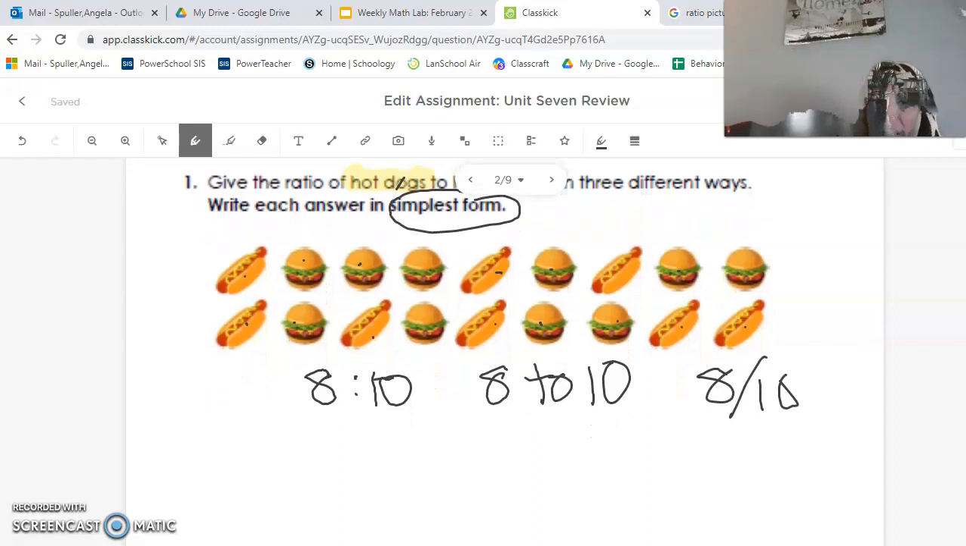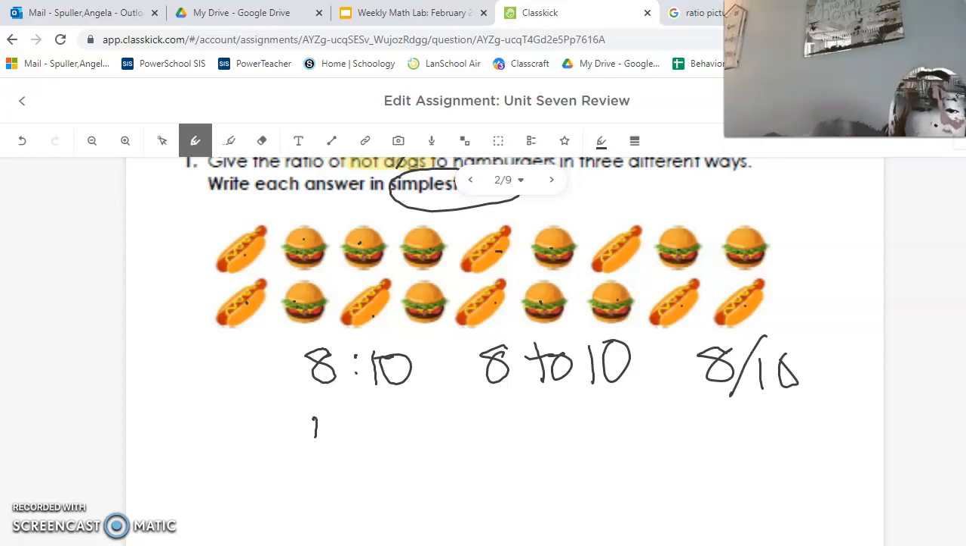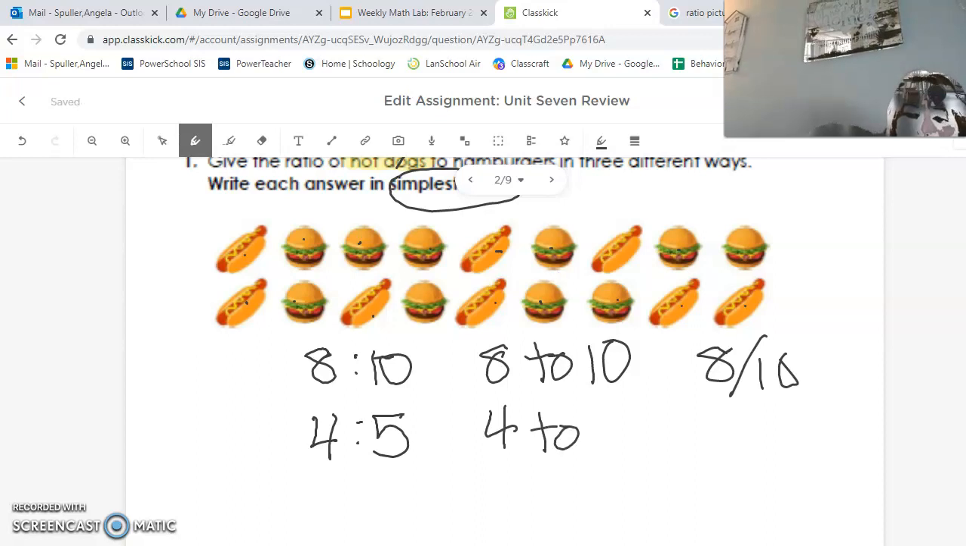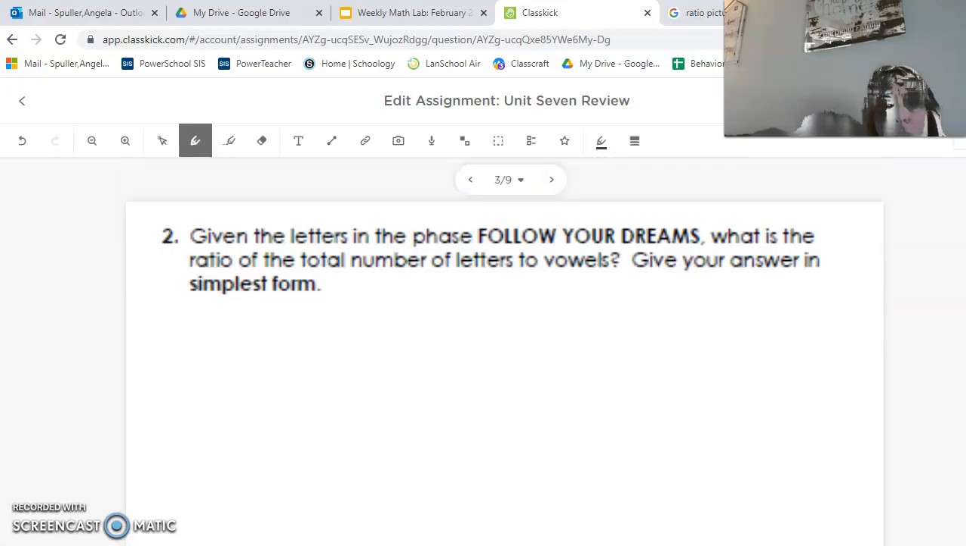So let's do that. I can divide 8 and 10 by 2. 8 divided by 2 is 4. 10 divided by 2 is 5. So that's simplest form. So again, 4 to 5, 4 fifths, 4 to 5. Okay? All right, let's move on.